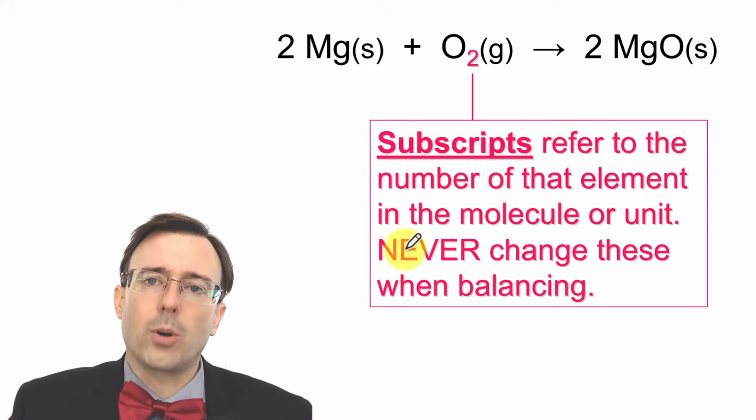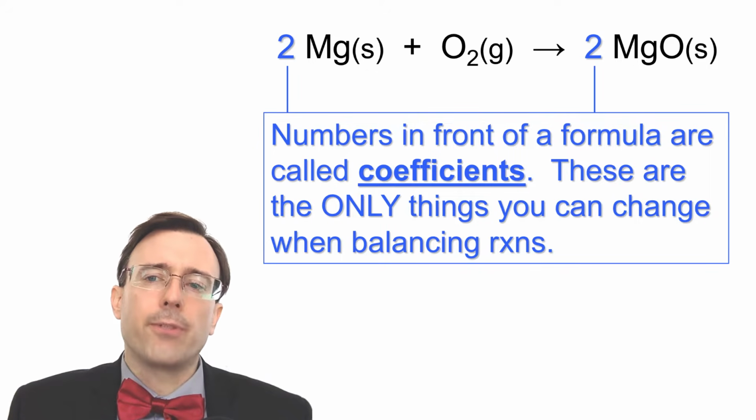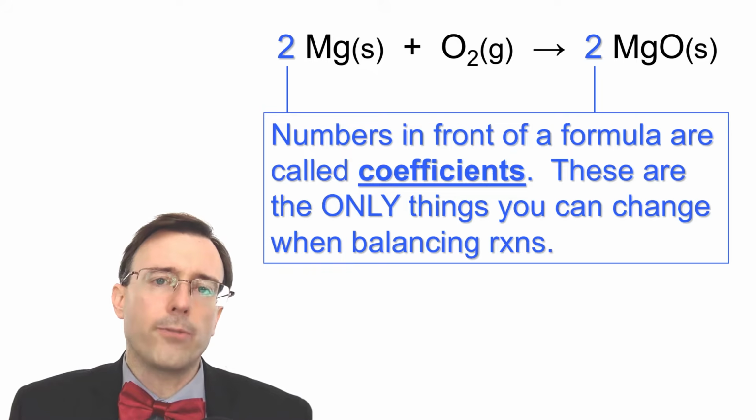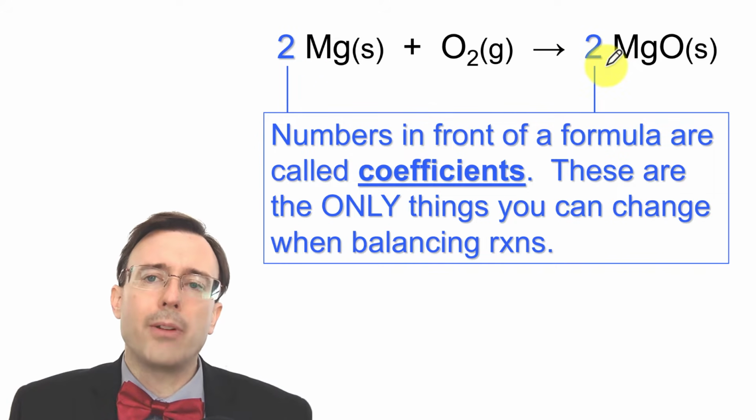These subscripts here, or these little numbers that you see, this O2 here, this subscript refers to the number of that element in the molecule or unit. When you're balancing a chemical reaction, never ever change these subscripts, because the subscripts indicate what chemical you have. And so you don't want to change the subscript and therefore change what chemical reaction that you have that's taking place. The big numbers in front of the formulas of all the different chemicals are called coefficients. If you don't have a coefficient, for example, right here in front of O2, there's nothing. If you don't have a coefficient, it's implied that the coefficient is just 1. These coefficients here are the only things that we're going to change when we balance a chemical reaction.